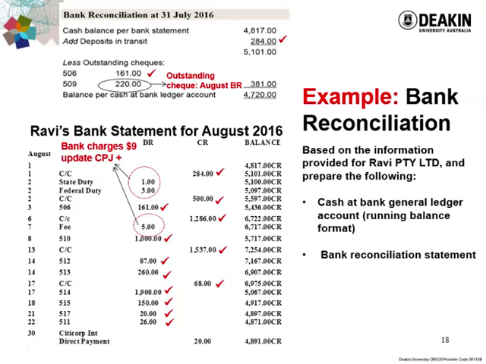These include $9 of bank charges, which you need to update in your cash payment journal, CPJ. And you find that you also have $20 of interest revenue, which you have received, but you have not recorded. So you need to update this $20 in your cash receipt journal.